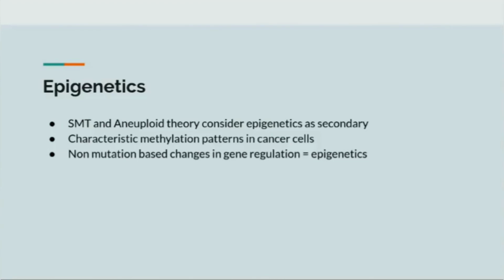Both of these theories consider epigenetics as secondary, but we might have information to suggest that it's more important than previously thought. Characteristic methylation patterns occur in cancer cells. While cancer can occur from epigenetic mutations and genomic mutations, the epigenetic mutations are often overlooked and viewed as normal genomic mutations. Non-mutation based alterations in gene regulation are due to epigenetics.